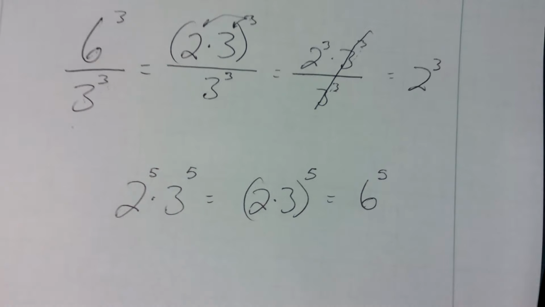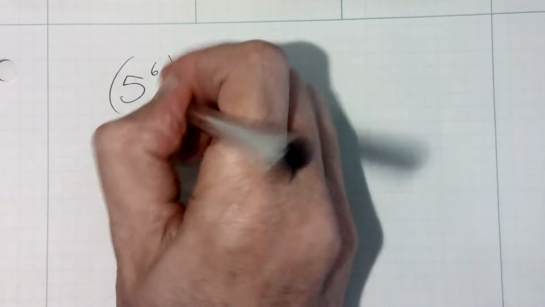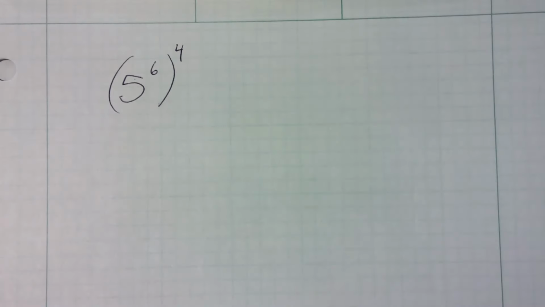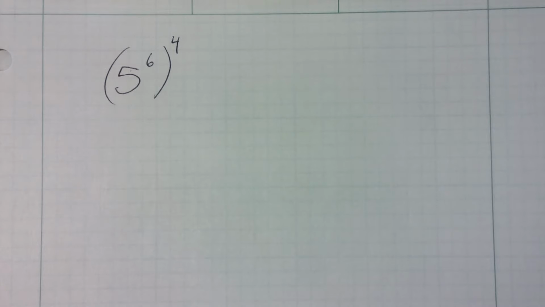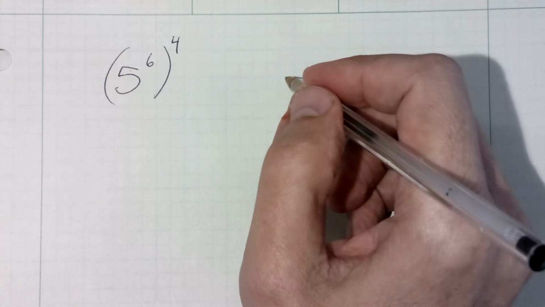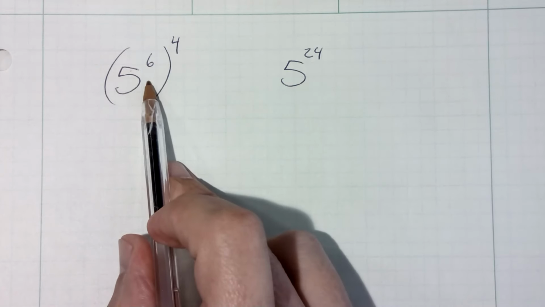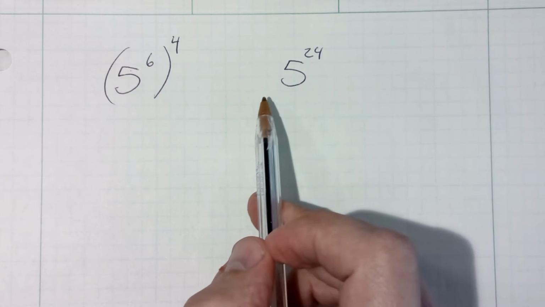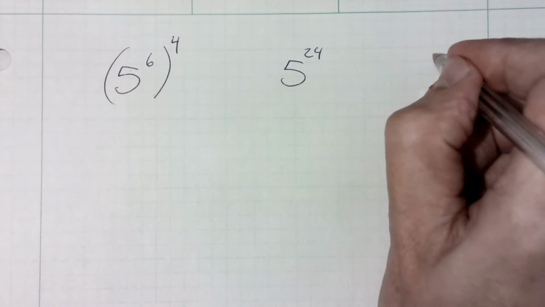So let's show one more example, and hopefully this will be enough to get you through the assignment. But let's say someone gave you something like 5 to the 6th raised to the 4th. They might give you many different forms that this could be in. Most of the ones that you would recognize would be like 5 to the 24th, because normally we want to simplify it.